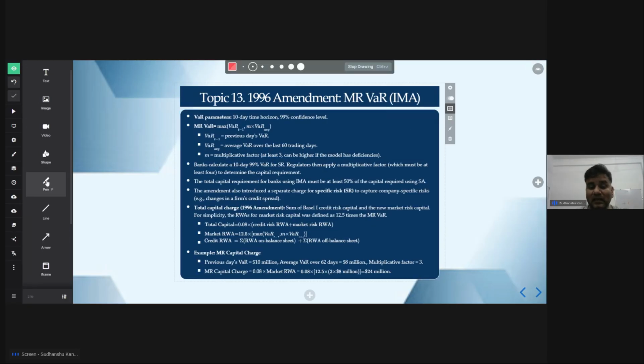Then came the 1996 amendment for market risk VaR. IMA model, the regulatory VaR requirement was your 10-day time horizon, 99% confidence level.